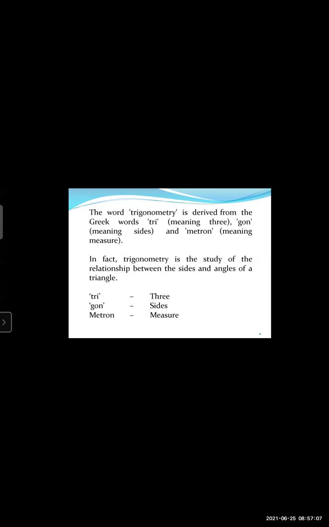In this chapter we learn how we measure the three sides of a triangle. In fact, trigonometry is the study of the relationship between the sides and angles of a triangle. In the previous lecture, we discussed all the types of triangles, how we find the angle, and what is meant by right angle and acute angle. All this basic material we already discussed.